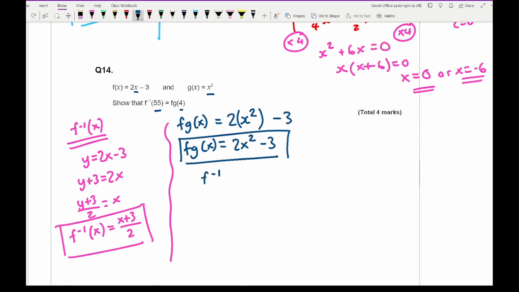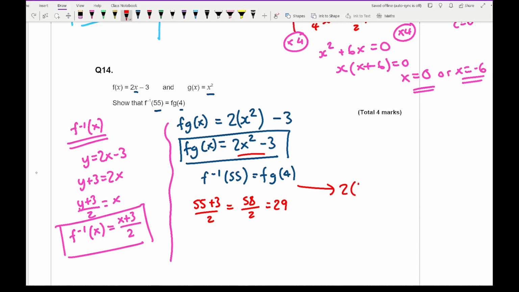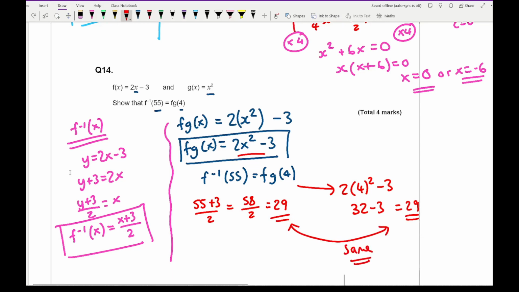So if f inverse of 55 equals fg of 4, then substituting 55 in, I get 55 plus 3 divided by 2, that equals 58 divided by 2, which is 29. And then if I substitute 4 into the other, I get 2 lots of 4 squared minus 3. So that gives me 32 minus 3, which equals 29. And as you can see, those two things are the same.